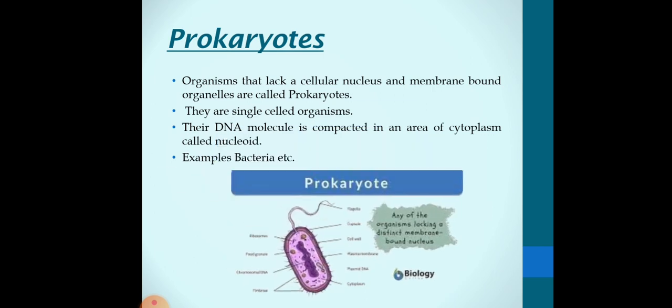So this is a prokaryote. Here you can see in the center of the cell there is a dark pink colored structure, that is the chromosome of the cell, or the DNA of the cell. It is not inside any particular membrane. Such organisms which do not contain a proper nucleus or any membrane-bound organelle are called prokaryotes.